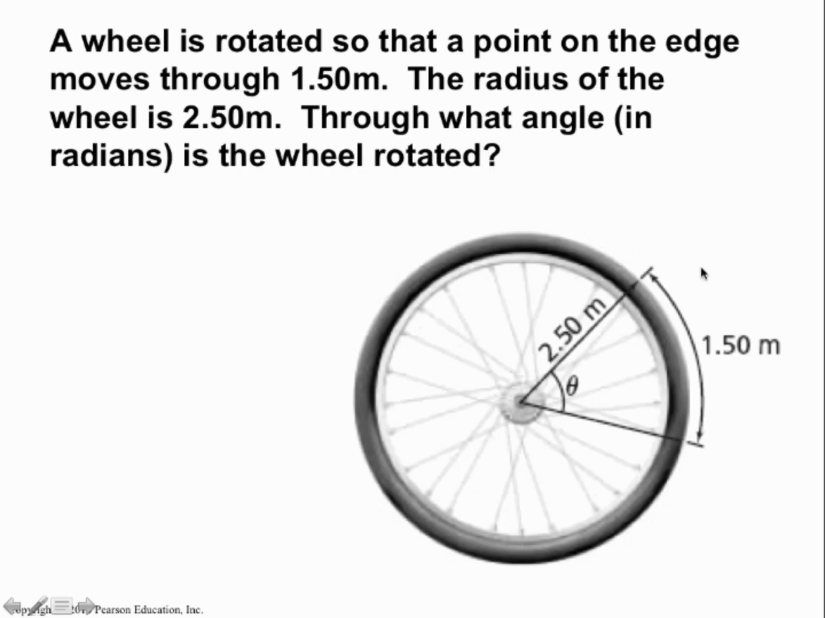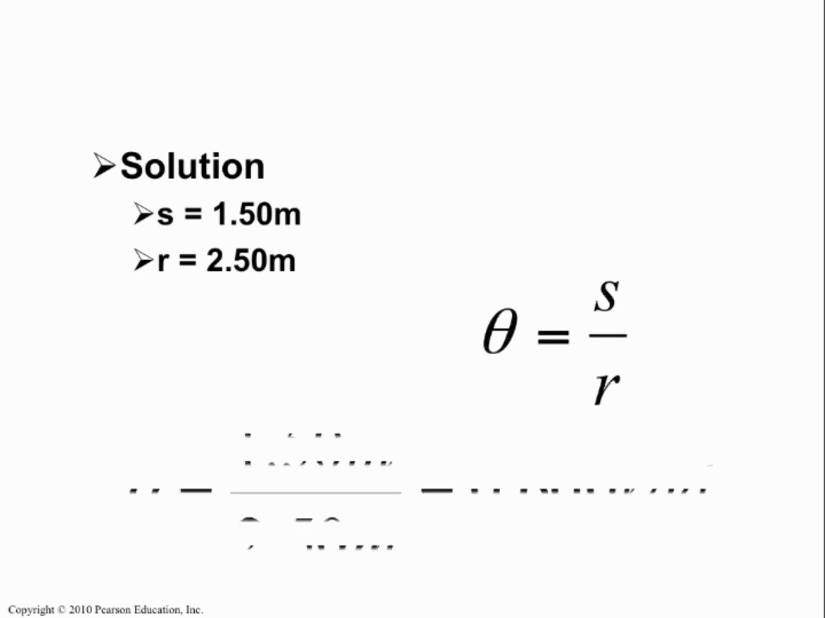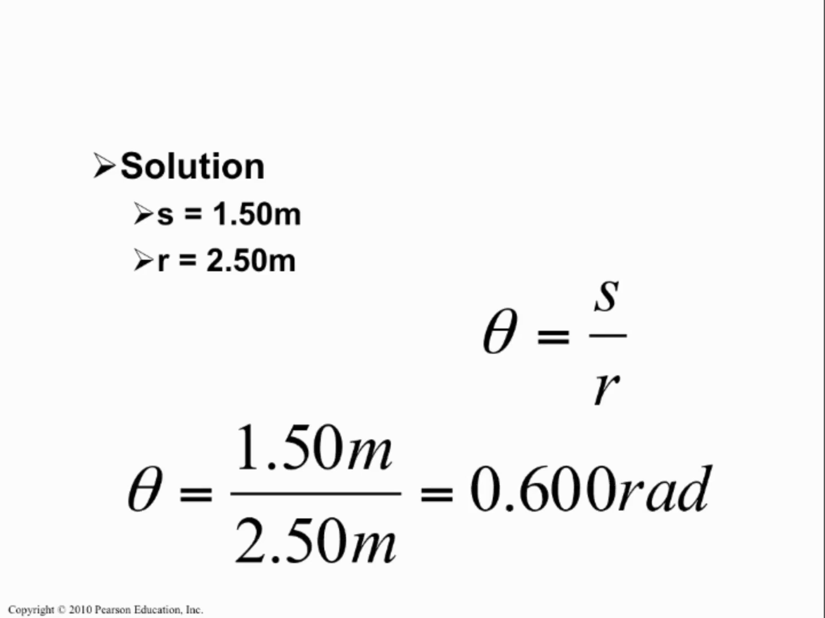Okay, so what's the problem asking for? We have our arc length, S, which is 1.50, and we have our R, which is 2.50. So pause the video, solve this problem, and then resume when you have your answer. Okay, so the solution, we're given S equals 1.50 meters, given R equals 2.50 meters, theta equals S over R, and therefore 1.50 over 2.50 equals 0.600 radians.